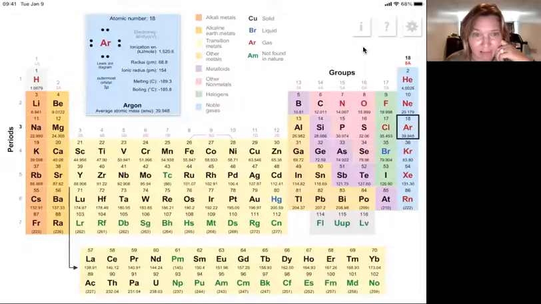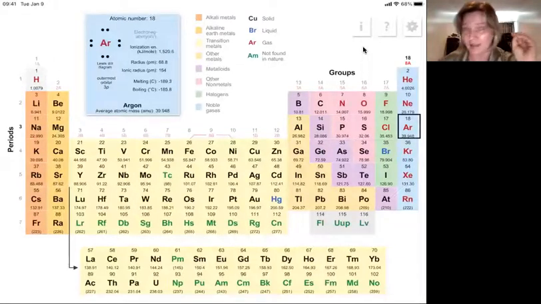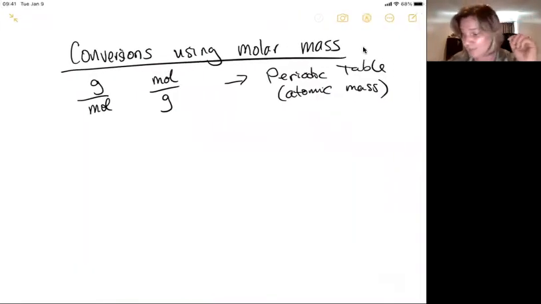So if I go to my little periodic table, I can't point to it because this is a different app, but at the bottom of my argon box there, it says 39.948 is the average atomic mass. 39.948, that is the same as grams per mole. Okay, so let's just use argon as the example.